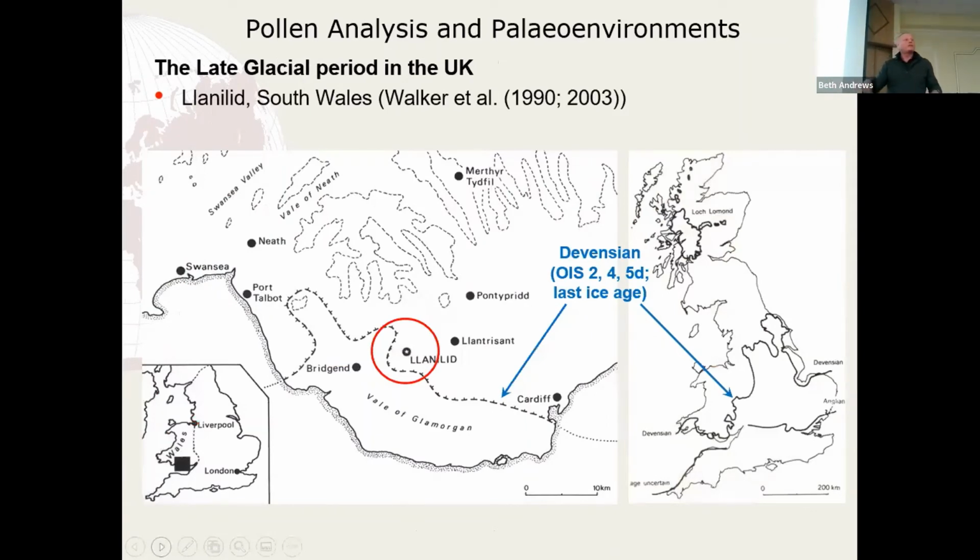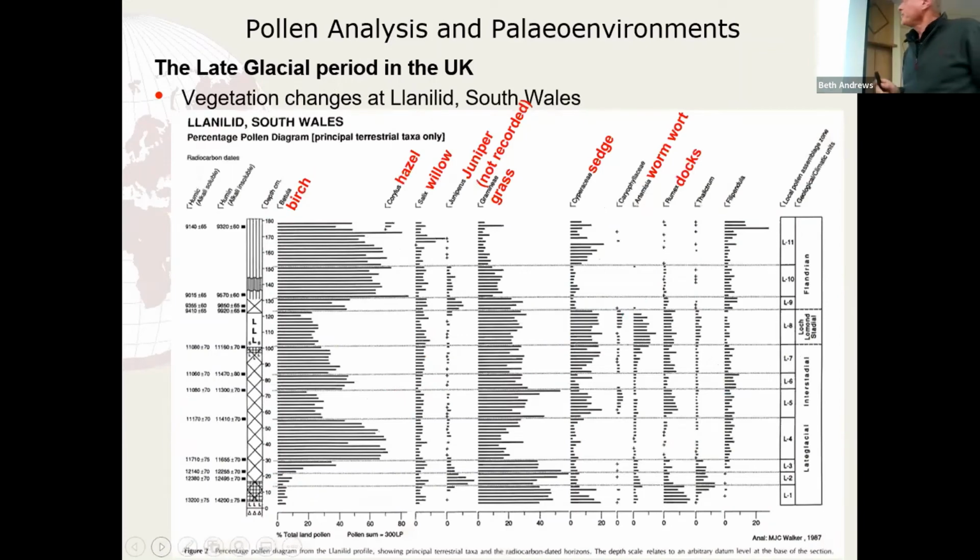To look at what's happening before Netherlands deposition sediments, we can go to another site called Brunelid. It's in South Wales. That's the limit of the last ice advance. It's fairly old now. There's probably new data on that. But Brunelid was just inside the limit of glacial ice of the last ice age.